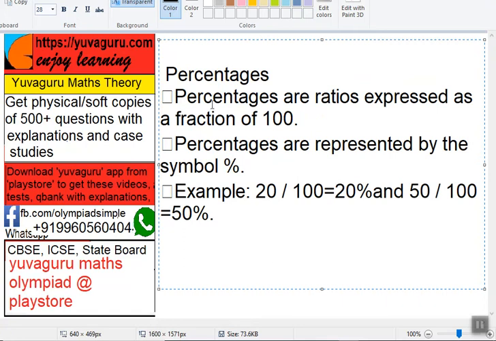So what are percentages? Here, percentages are ratios expressed as a fraction of 100. Means what? 20 upon 100 is 20%. 50 upon 100 is 50%. See here, percent. Cent means 100. Per mille means upon 1000. Percent means upon 100.